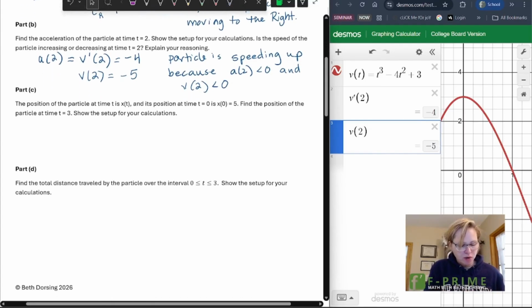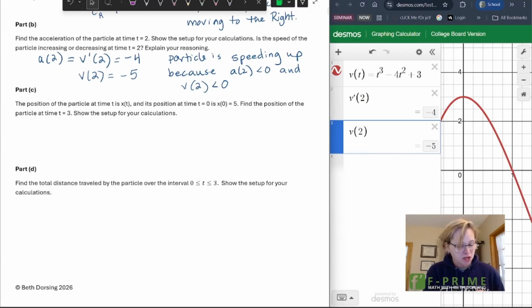The position of the particle at time t equals 0 is x of 0 equals 5. Find the position of the particle at time 3. Now, in order to find the position at an instant in time, you need to know where you started, and then you need to know how far you've moved. So we know where we started. We are starting at 5 because at time 0, it says our position's at 5.